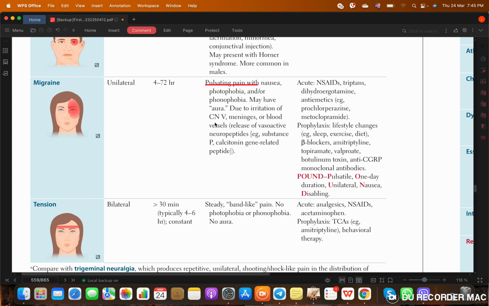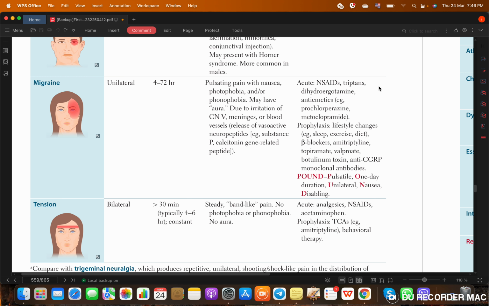Due to the irritation of cranial nerve number 5 and the meninges or the blood vessels, with a release of something known as vasoactive neuropeptides, like substance P or calcitonin gene-related peptide, these will lead to a local inflammatory reaction inside of the brain.